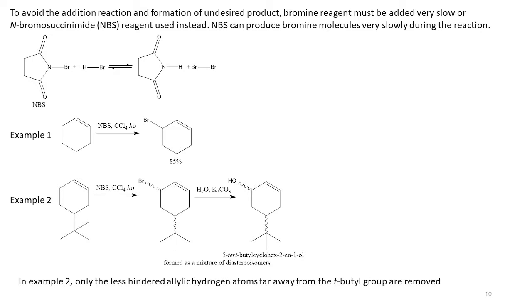To avoid the formation of this side product, NBS or N-bromosuccinimide, this one, can be used instead to produce bromine molecules very slowly in situ, or during the reaction. As you can see, the yield is 85% in the first example. In the second example, only the allylic hydrogen that is located far from the bulky tertiary butyl was replaced, as it is less sterically hindered.